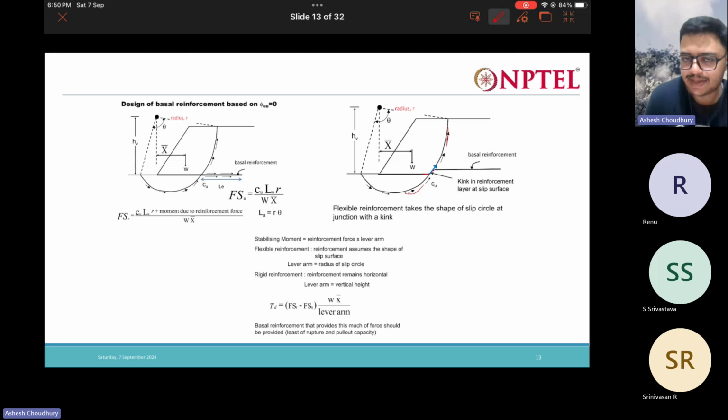Now these things have actually already been discussed in the class, so we will just go through them a bit, just overall see what is there. So first is the design of basal reinforcement. So what is a basal reinforcement?